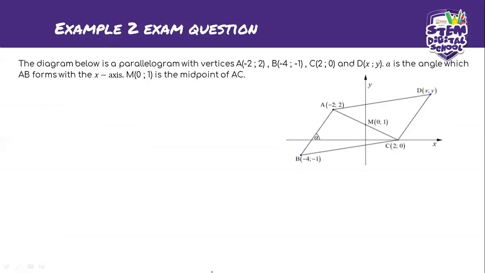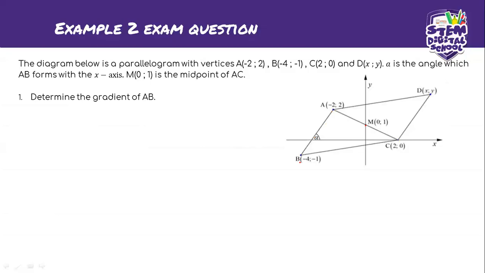You can see that we have that midpoint here. Midpoint of AC is this M, which is (0, 1). Now let's see the question that we might get. The first question says determine the gradient of AB. Where is AB? Here is AB.